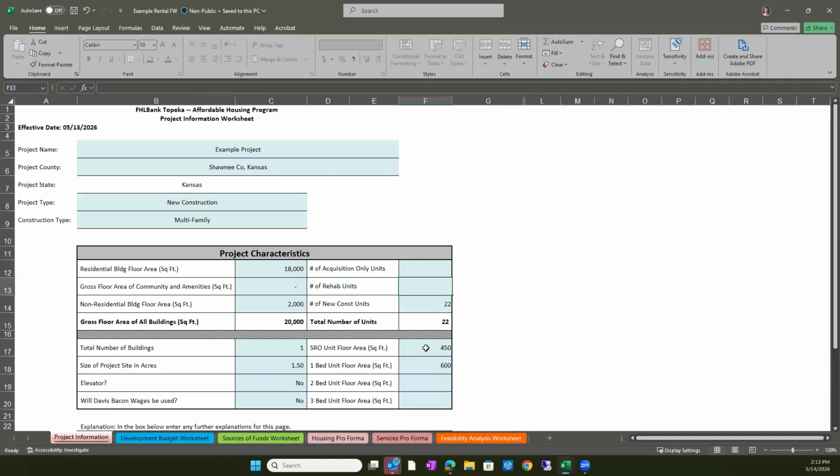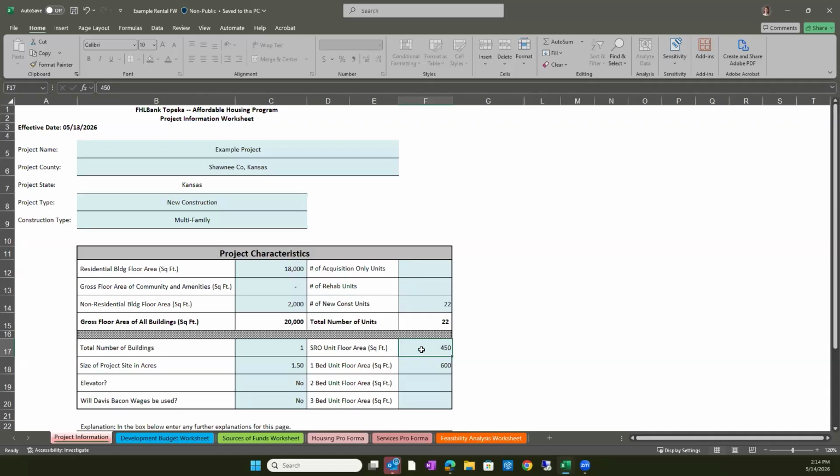We then are looking at square footages of the units. So when we're looking here, we're not looking for total square footage of all the units. We kind of cover that with the building floor areas up above. What we're looking for here is the average size of each size bedroom unit. So a single SRO unit for this one is 450 square feet. So each unit's about 450 square feet.